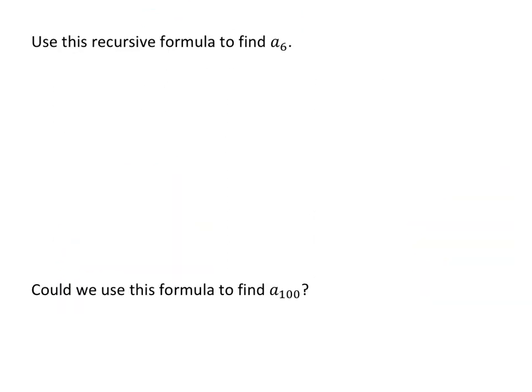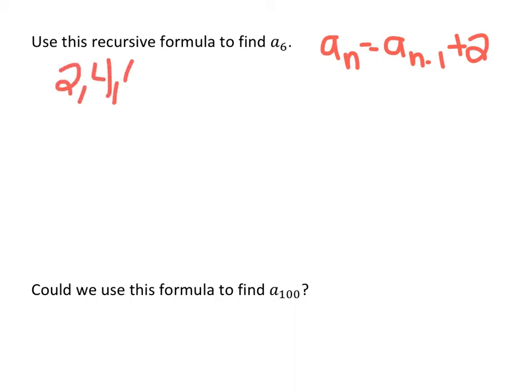So let's use this recursive formula to find A6. I'm just going to copy this down again. So our recursive formula is a subscript n equals a subscript n minus 1 plus 2. And we're using 2, 4, 6, 8. We have A1, A2, A3, and A4. So we need to find A6. So for our recursive formula, we're going to need to know the term that's directly in front of it. But do we know A5? No. The highest term that we know is A4. So that's where we've got to start.